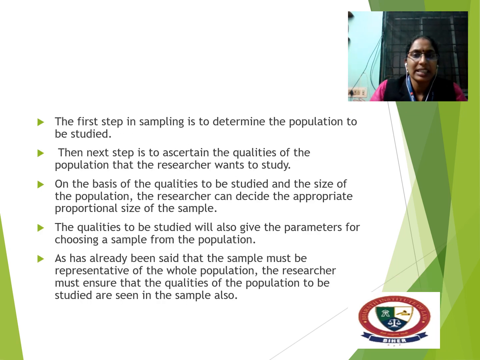The first step in sampling is to determine the population to be studied. The next step is to ascertain the qualities of the population that the researcher wants to study. On the basis of the qualities to be studied and the size of the population, the researcher can decide the appropriate proportional size of the sample. The qualities to be studied will also give the parameters for choosing a sample from the population. As has already been said, the sample must be representative of the whole population. The researcher must ensure that the qualities of the population to be studied are seen in the sample also.